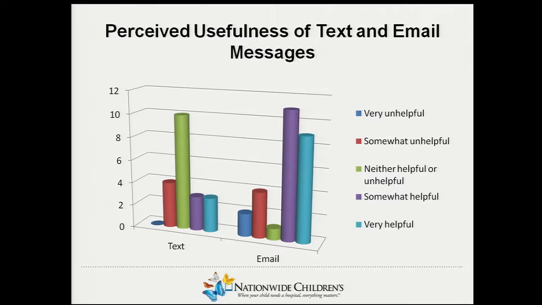But the other thing we know is that the mean age of the people who completed this survey is somewhere in their 30s. So they may have a preference for email over text messages. We also had about 40% of them were Caucasian, about 35% African American, and actually about 23% were Asian. Okay.